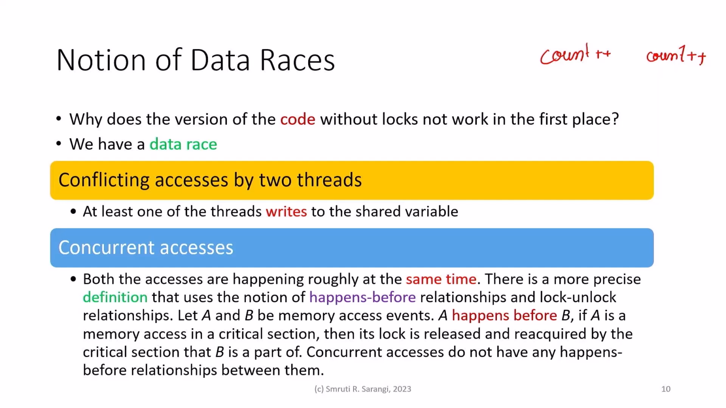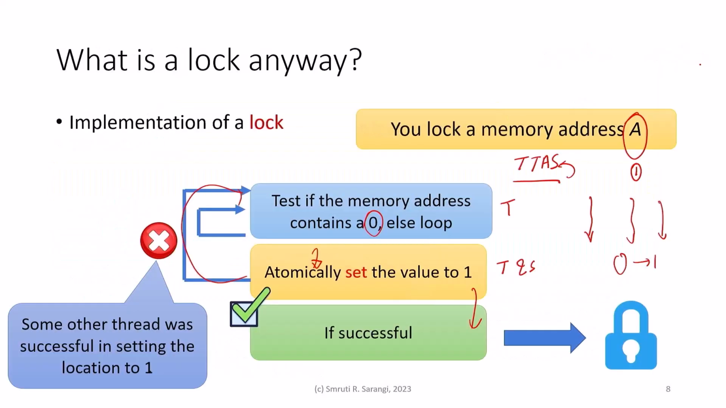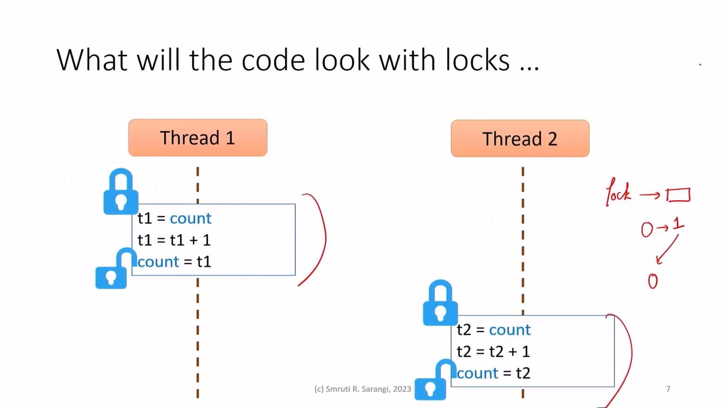If you want to look at it formally, we need to define something called a happens-before relationship. So what is a happens-before relationship? Consider this write to the count. After this write, we have an unlock. So the write needs to happen first. Then you need to unlock, because once you have unlocked, the entire world needs to see that you have written. So there is clearly a happens-before relationship between the write and the unlock.